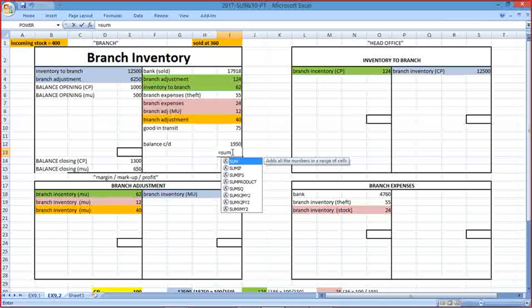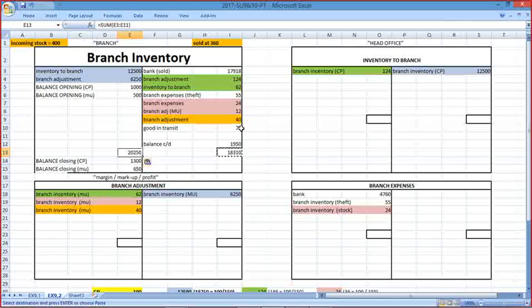We need to check. Alright, so let's check. Add up all of that. And if I add up all of this, which side's bigger? Okay, debit. The debit is bigger, hey? Yes. Alright, so if the debit is bigger, we're going to have a balancing figure. So how much is the balancing figure?